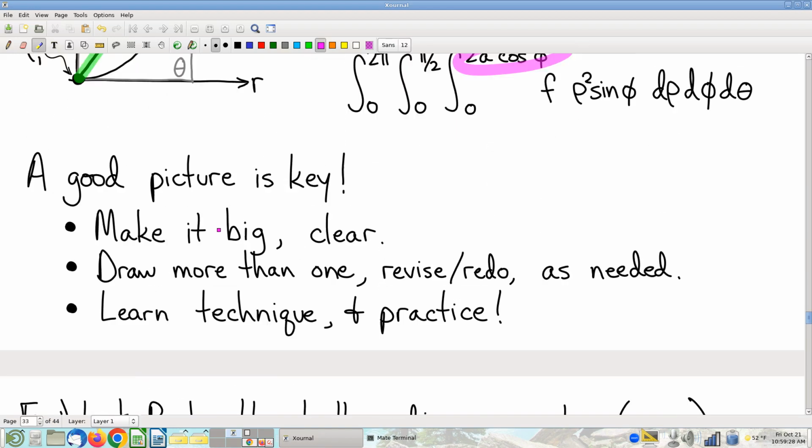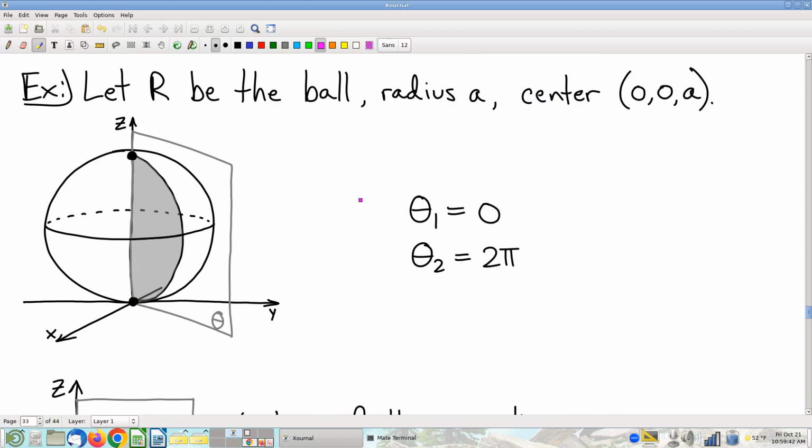Okay. So, a quick observation I want to make. I've said this a million times, but I want it written down for the record. I cannot emphasize enough how important it is to have a good picture. It's really, really helpful. You'll notice that my pictures here are respectable, right?